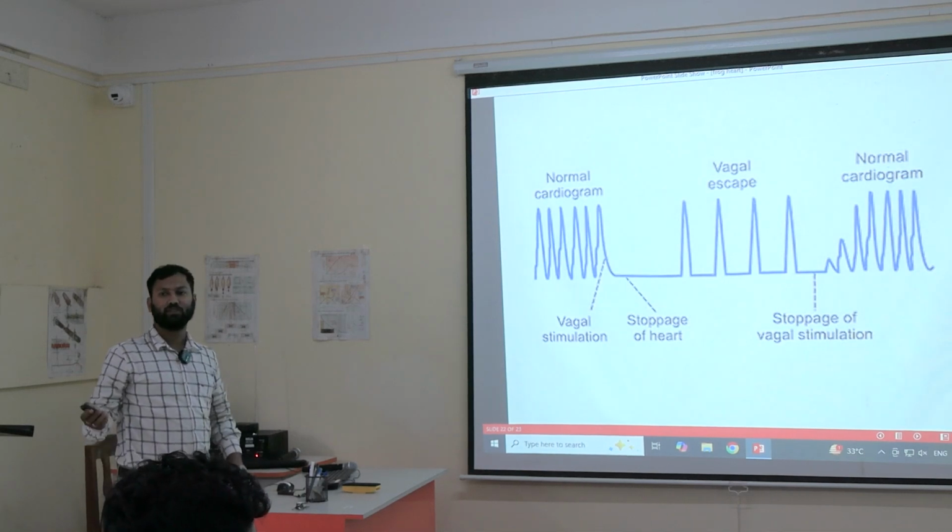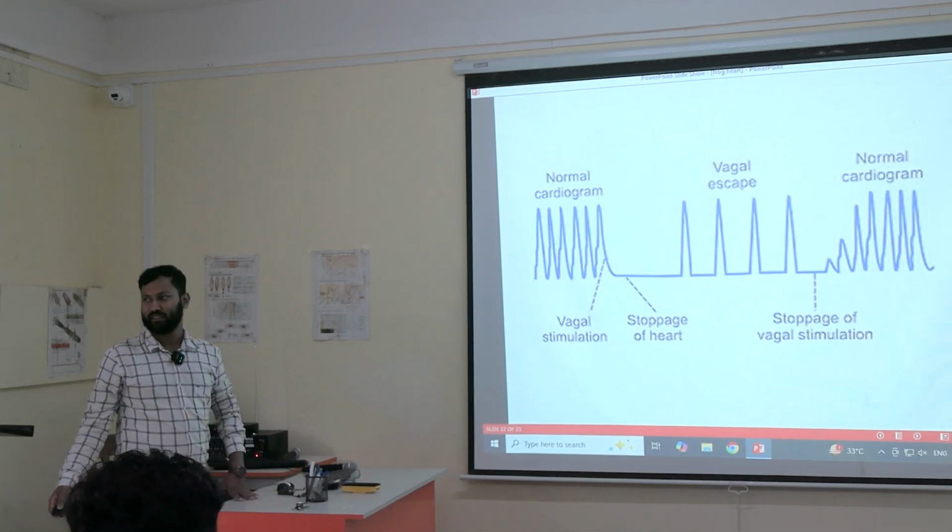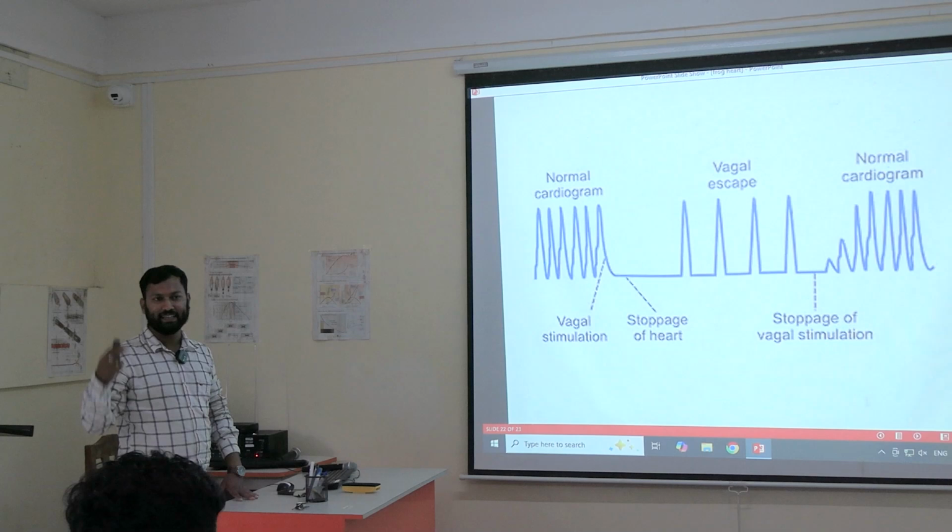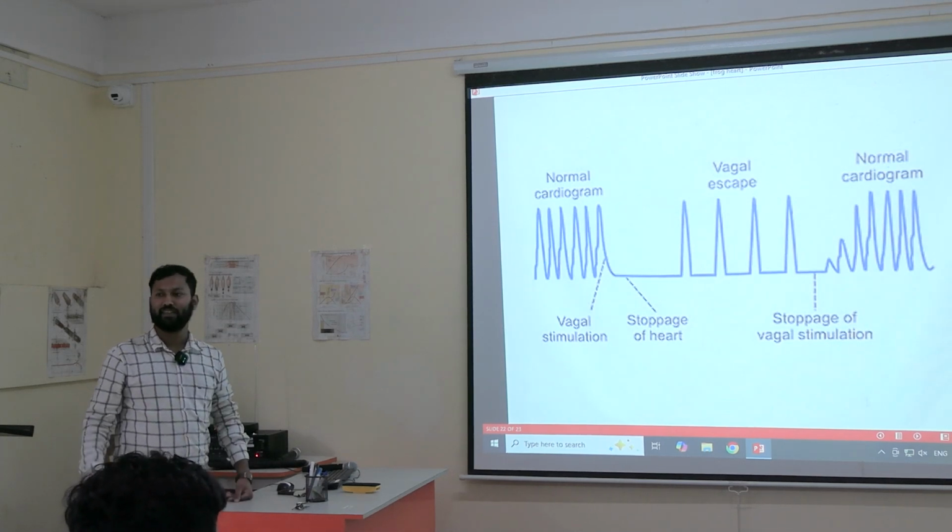So already we have told you that we are keeping the vagus nerve intact. We are keeping the vagus nerve and the brain intact. And how many vagus nerves are there in our body?